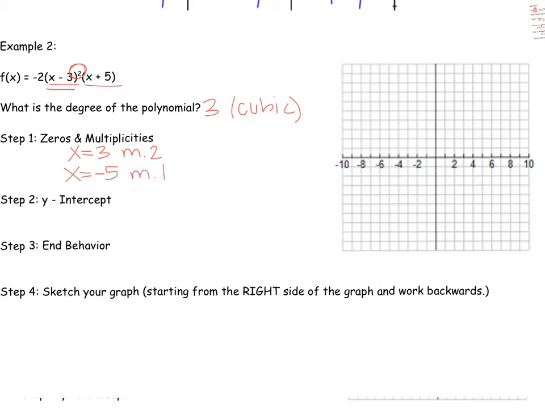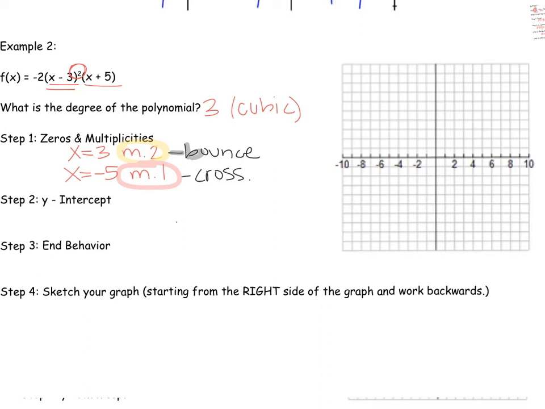So I kind of mentioned crossing and bouncing, which sounds kind of weird, but here's the idea. Since the multiplicity of this 0 is even, that means we're going to have a bounce when we get to this 0. Since the multiplicity of this is odd, that means we're going to have a cross when we get to that 0. So let me show you what I mean.